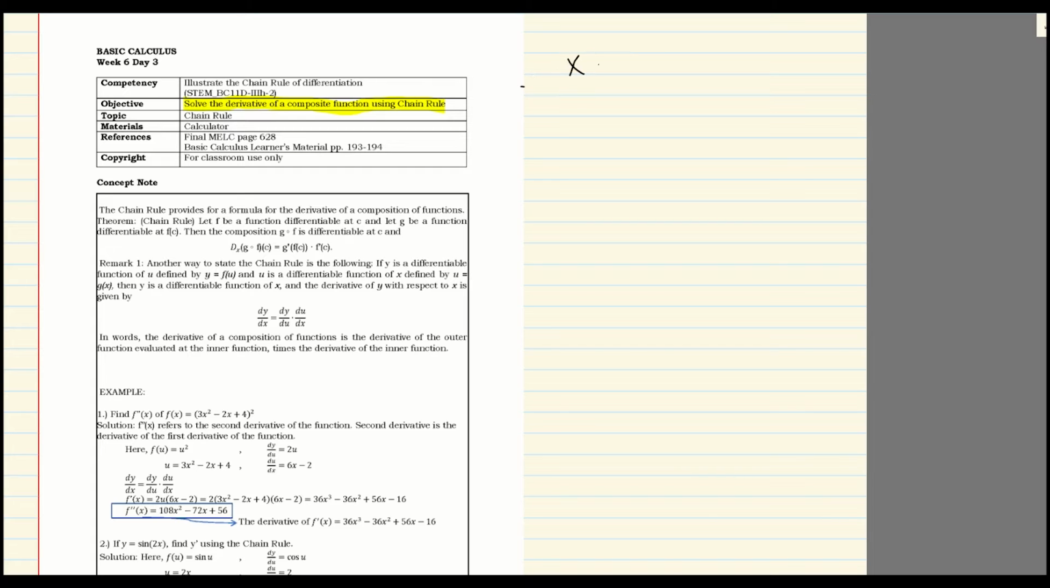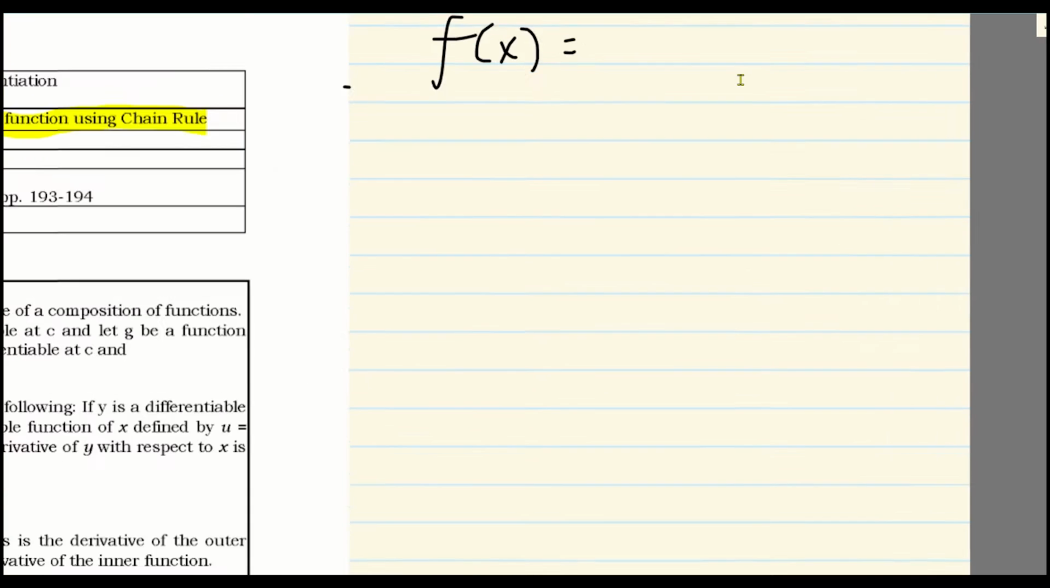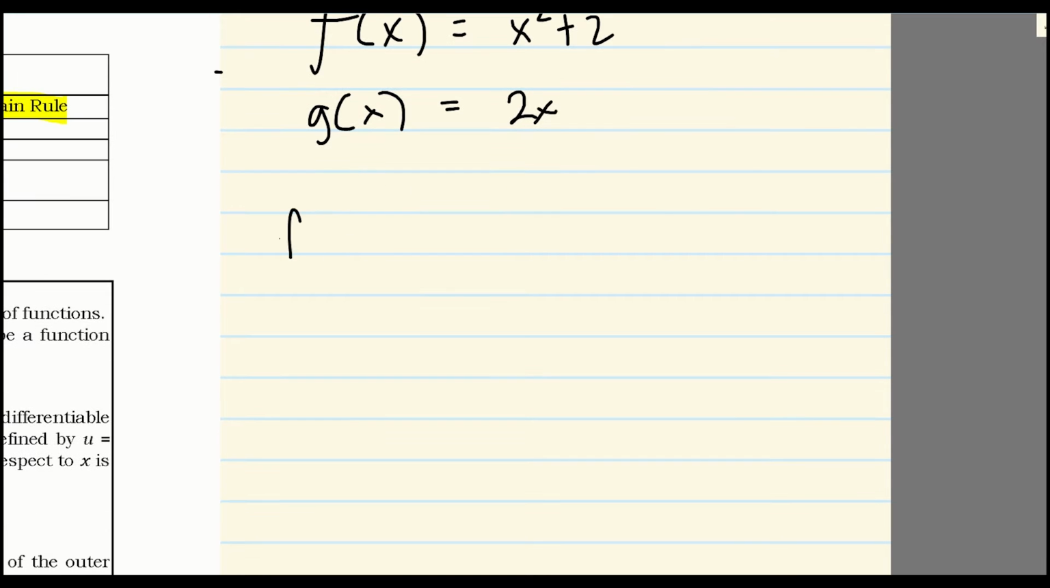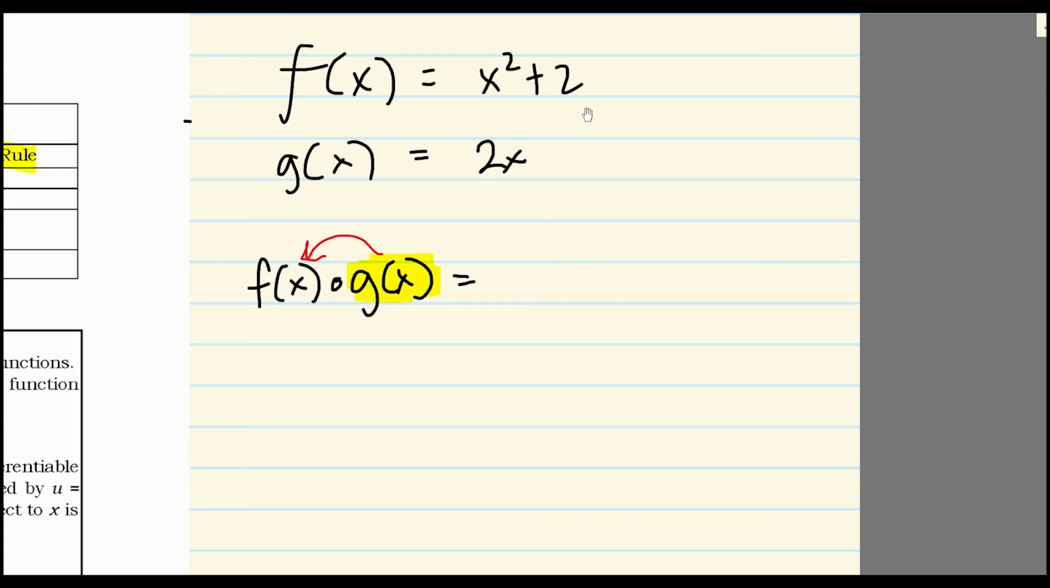So we have here f of x is equal to, let's zoom in a little bit, x squared plus 2, and g of x is equal to, let's say, 2x. If we say composite, you will insert g of x inside of all the x's of f of x. Okay, g of x and f of x.